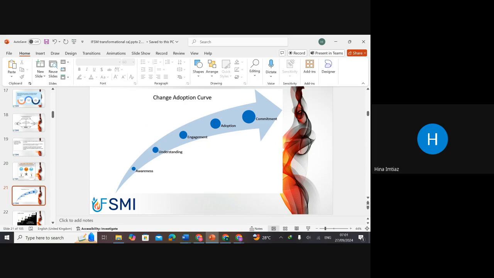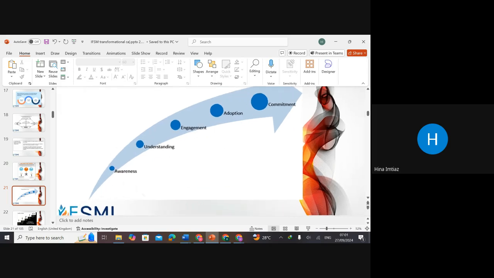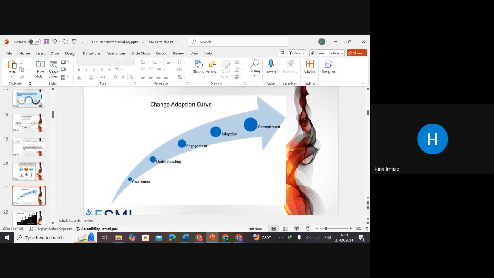Before adopting or bringing a transformational change, there are five stages. This is basically the adoption curve for the transformational change. The first one is awareness. You have to make your team and that organization aware that, okay, I am going to change the strategy because we are so concerned about climate change, the environment, and sustainability. So you have to create awareness. And how can you achieve the awareness?